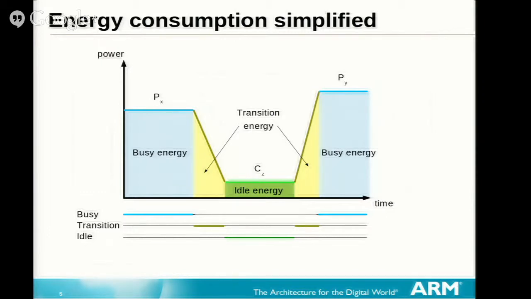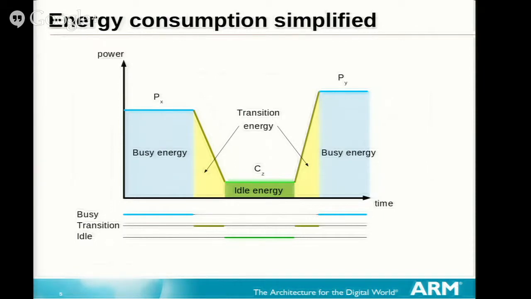For the period where we are busy, that is the light blue on the slide, we can figure out the energy if we know the power consumption at the particular P state and multiply by the time we spend in that P state. And similarly for the idle time, which is the green bit, if we know the power burned while we are in a particular idle state and we know for how long we're there, we can figure out the energy burned during the idle time.